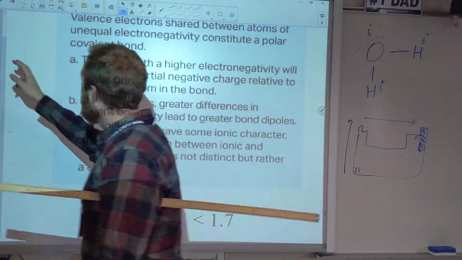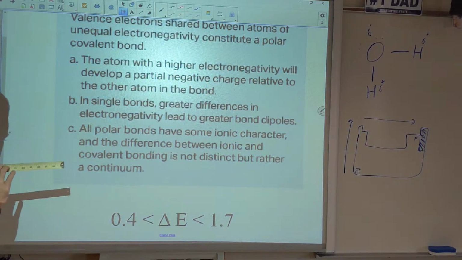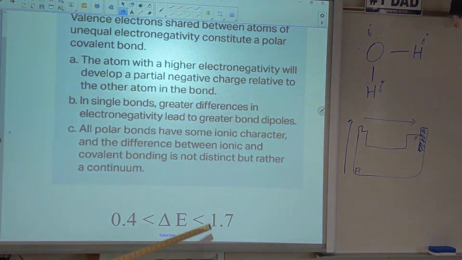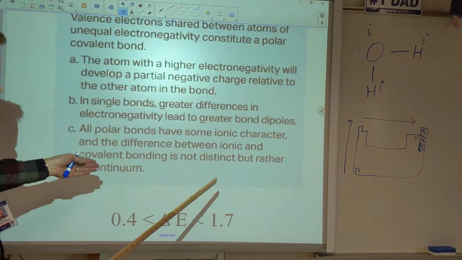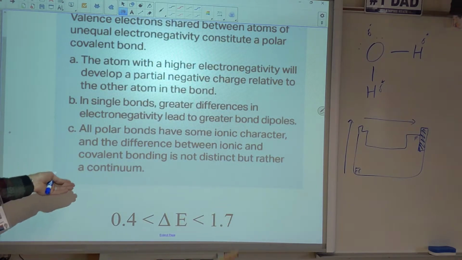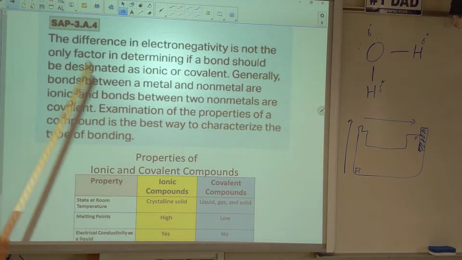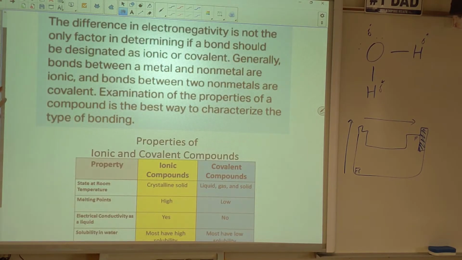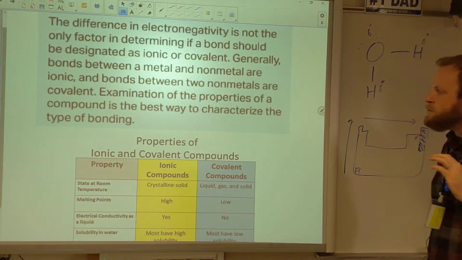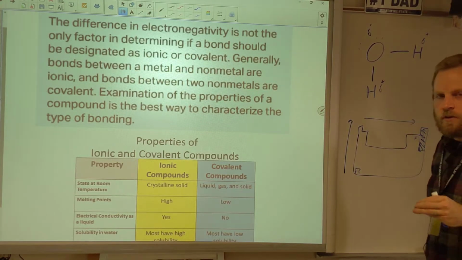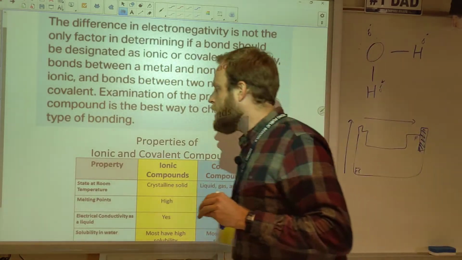Keep that in mind. So the two numbers you should probably memorize are 0.4 and 1.7. Some textbooks have this upper number at 2.1. That's just an example of the fact that these aren't set in stone, but these are the ones that I am most used to, and I believe these are the ones in your textbook. Okay, so when you determine whether it's ionic or not, the electronegativity is only one factor that you look at. The best factor is actually the physical properties of it.